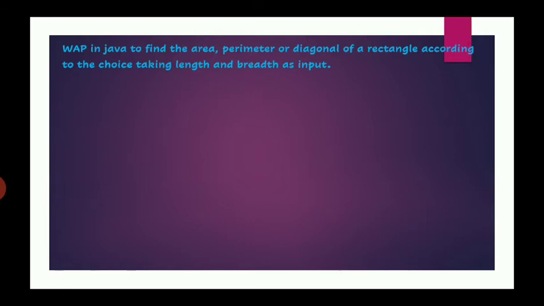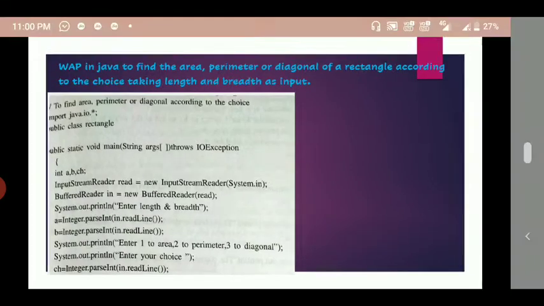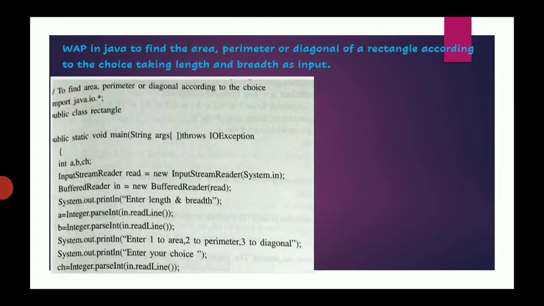Just watch the program. Now see, first line is the comment line to find area, perimeter or diagonal according to the choice. Import java.io.asterisk. So we have activated the package through import keyword. Then we have declared a class which is a rectangle. Then we have started a main line program, that is public static void main string args throws IO exception.